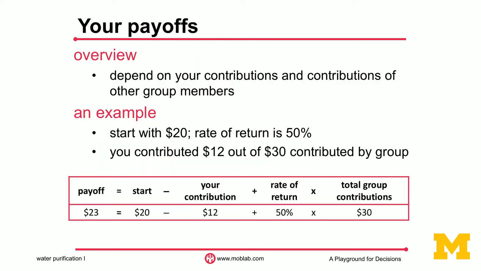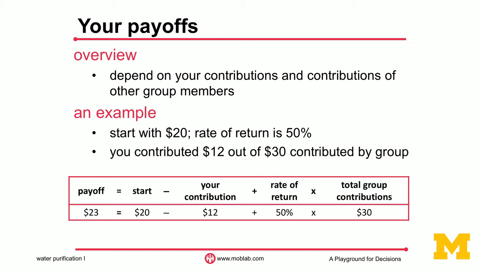So what's your payoff? Your payoff depends on your contributions and the contributions of the other group members. Here's an example. We'll go through a numerical example and then do a little more of a high-level analysis. You started with $20 in each round, and the rate of return is 50% or 0.5. Let's say that the group of four contributed $20 in total, and you contributed $12. So what is your payoff?